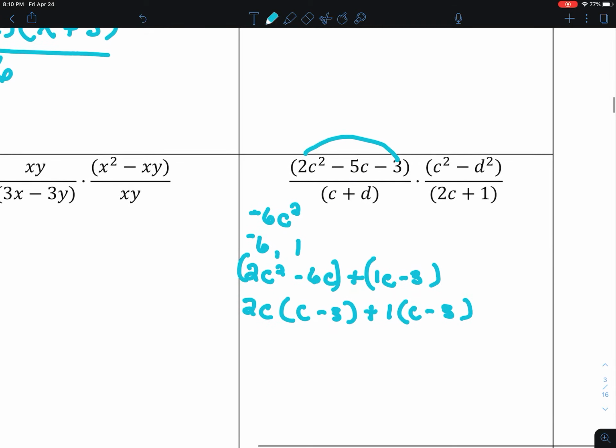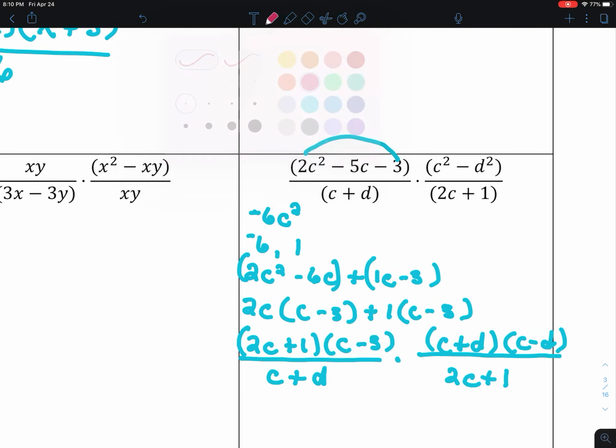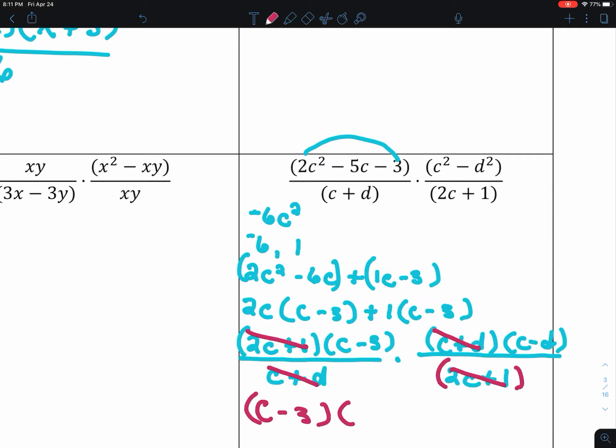So factoring that, I get 2c plus 1, c minus 3, over c plus d. And then I factor the top here, that's the difference of two squares, so I have c plus d, c minus d, and then 2c plus 1, there's nothing I can do with that. And then we just cancel. So what can we get rid of here? We can get rid of 2c plus 1, because I have to cancel that entire quantity, and then c plus d. And so I'm left with c minus 3 times c minus d.